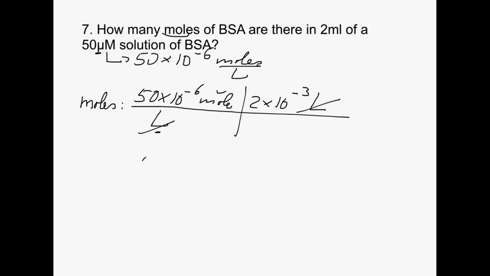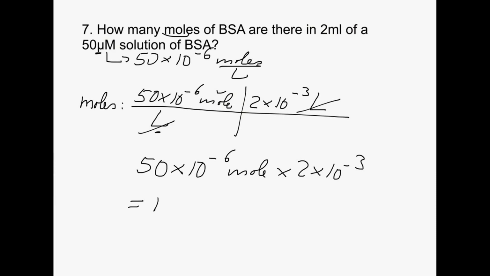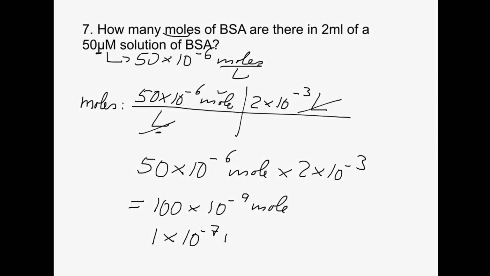So we have 50 times 10 to the minus 6 mole times 2 times 10 to the minus 3. And when we put that into our calculator, we get 100 times 10 to the minus 9 mole, or we can also write this a little bit nicer. This would be 1 times 10 to the minus 7 mole.